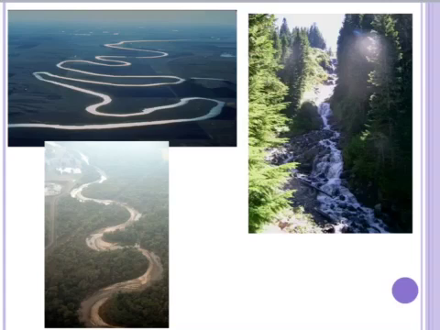A middle-aged river, again, another picture I took from the airplane, moves back and forth, but not quite as much. And you can see on the inside of the bends, you have a buildup of sediment. That's because it's moving much slower. And a young river is typically going to move very straight. It's typically going to be a little bit more rocky, and it's going to move faster.